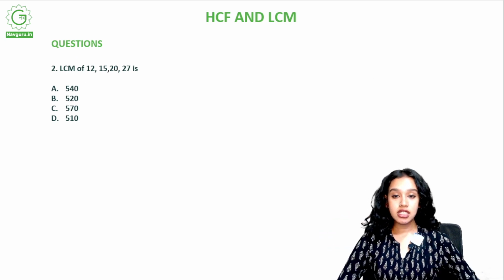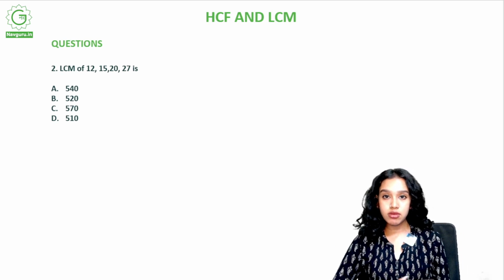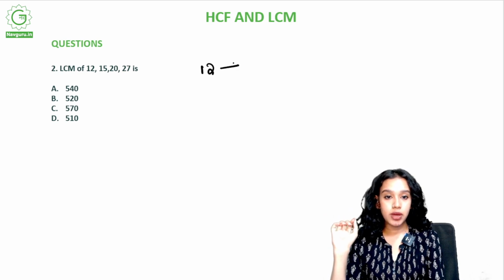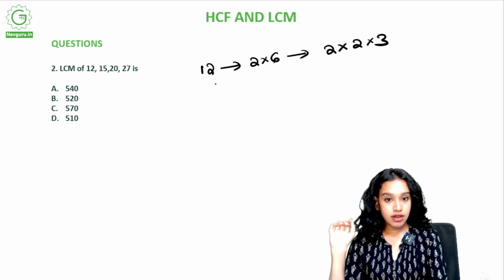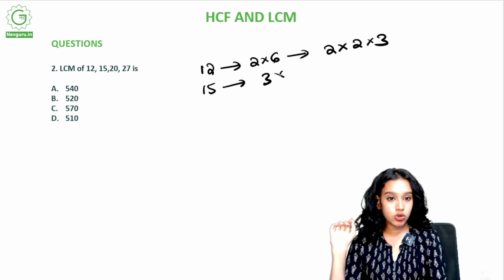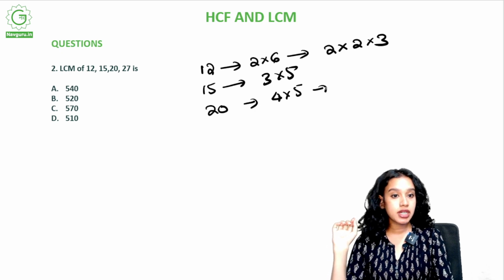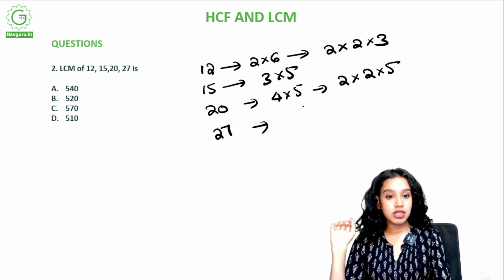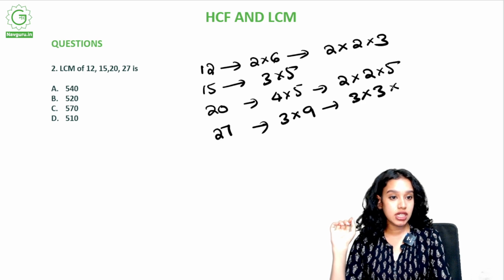Now, LCM of 12, 15, 20 and 27. Again, this can be done using the prime factorization method as these are very small numbers. We could write 12 as 2 into 6, which could further be written as 2 into 2 into 3. And 15 could be written as 3 into 5. 20 could be written as 4 into 5, which is 2 into 2 into 5. And 27 could be written as 3 into 9, which is 3 into 3 into 3.